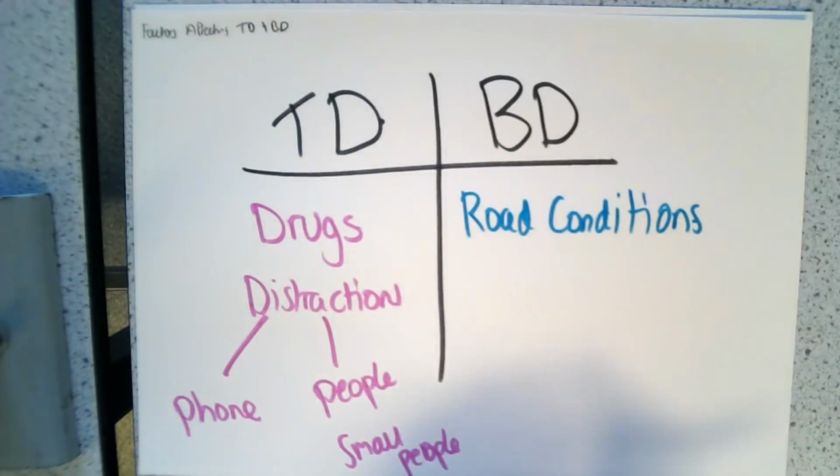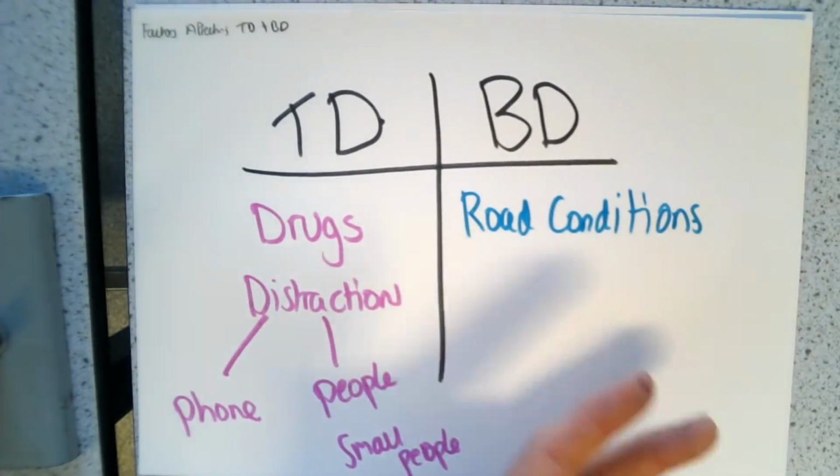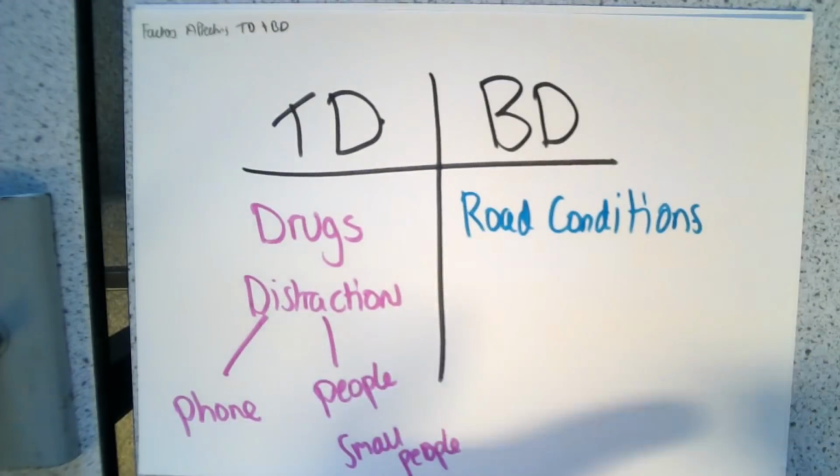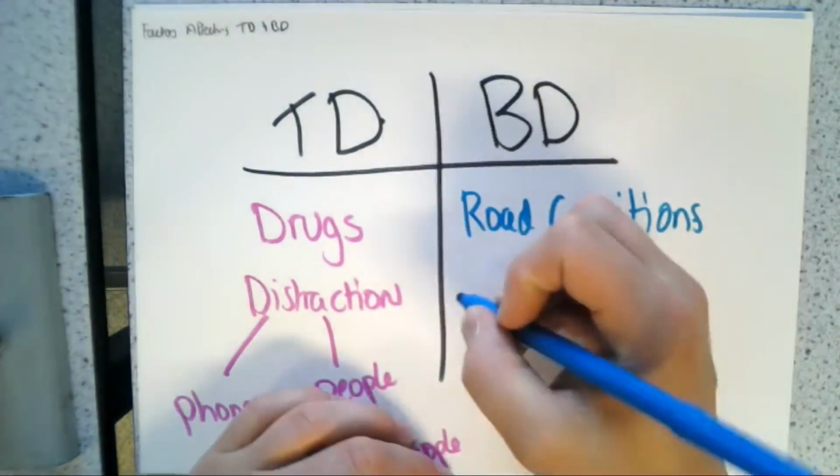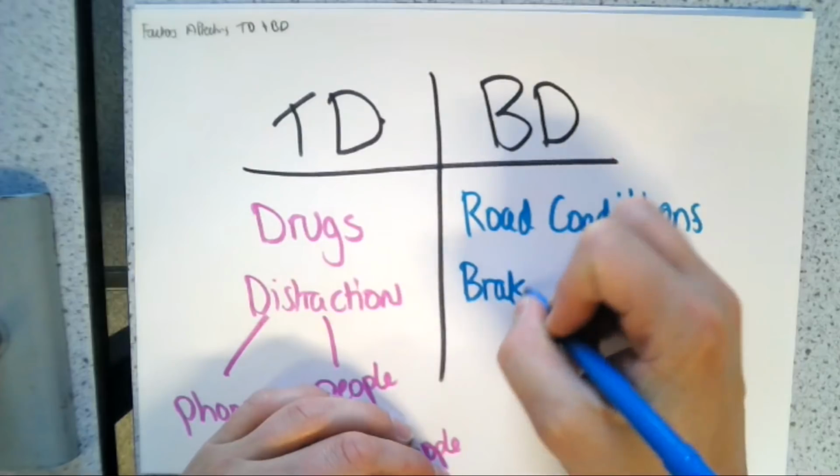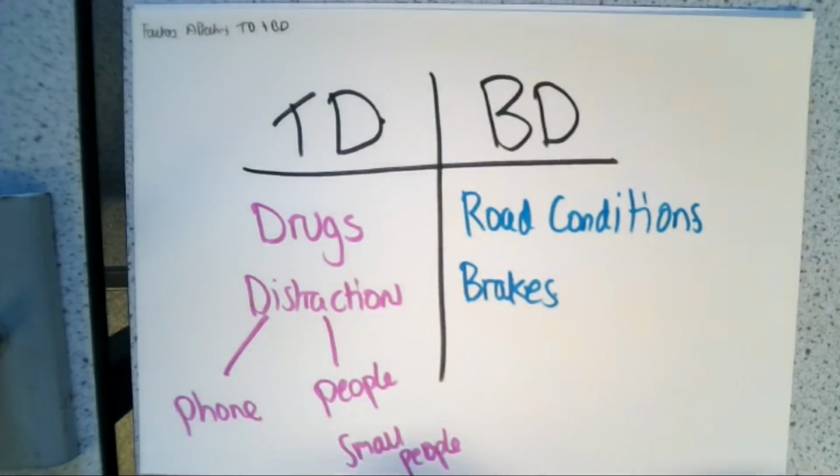If you are traveling on ice, that can also increase your braking distance because it means you're going to travel further. It takes up to 10 times longer for a car to stop on ice compared to normal road conditions. Condition of your brakes. If your brakes are dodgy, it's going to take you longer to stop.